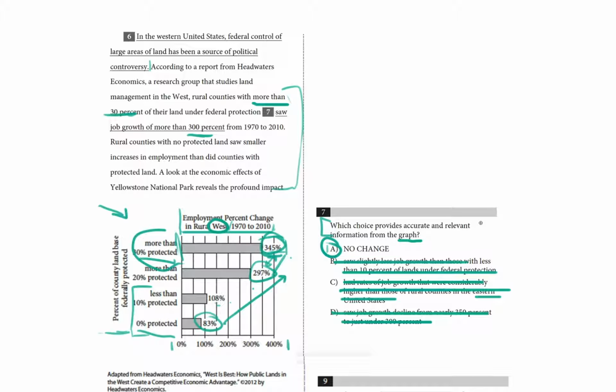So when the question asks you to interpret a graph, before you even look at the choices, look at the graph and determine what story the graph is trying to tell. And this one, it happened to be even in the first bar of the bar graph, is that if the county land is more than 30% federally protected, then it has the largest job growth from 1970 to 2010, which is in fact exactly what was in the passage as choice A. So in questions like these, the graph will speak for itself.